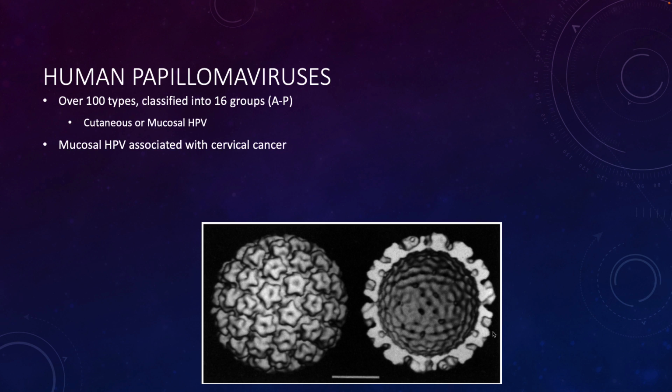There are over 100 types of viruses that are classified into 16 groups. And broadly, we can classify them into two types of infections, either cutaneous infections or infections of your skin, or mucosal infections, so those of your mucous membranes. Mucosal human papillomavirus is associated with cervical cancer. This image here gives you a micrograph of what a papillomavirus virion looks like.